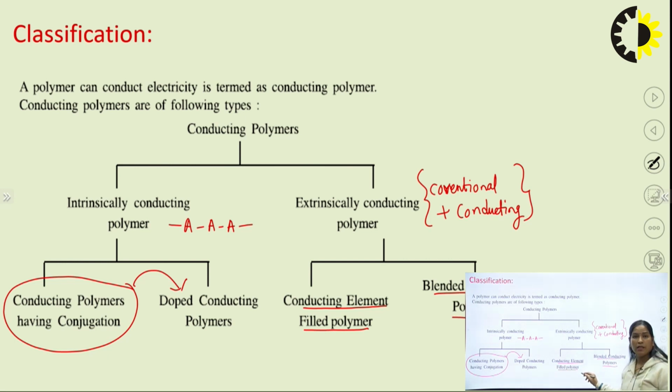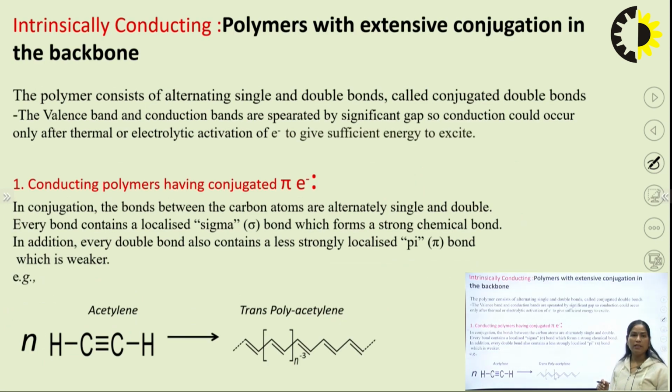In element filled conducting polymer, we are mixing some conducting elements or conducting compounds. In blended conducting polymer, we make a blend of a conventional polymer such as PVC or polyethylene with some conducting polymers such as polypyrrole or polyacetylene. Now we are going to study these polymers in detail.